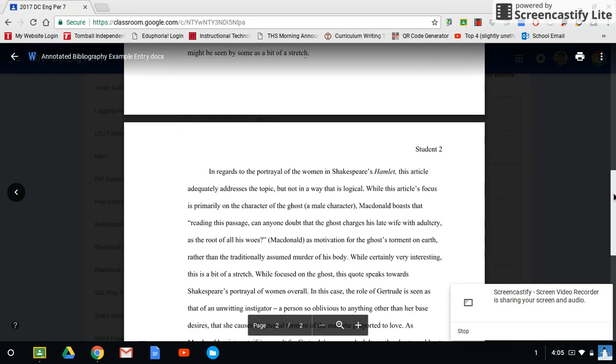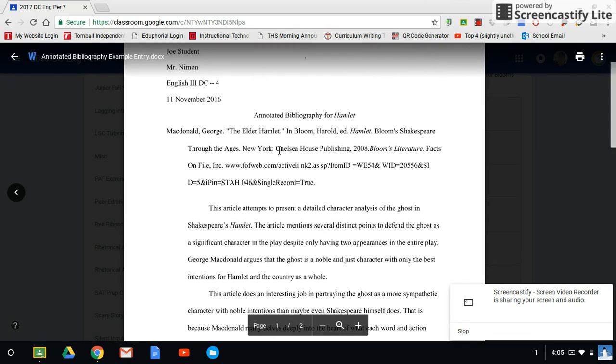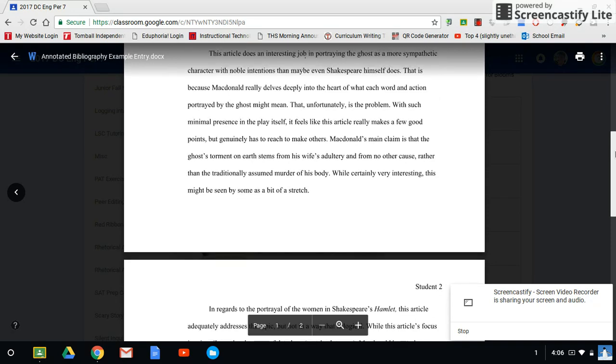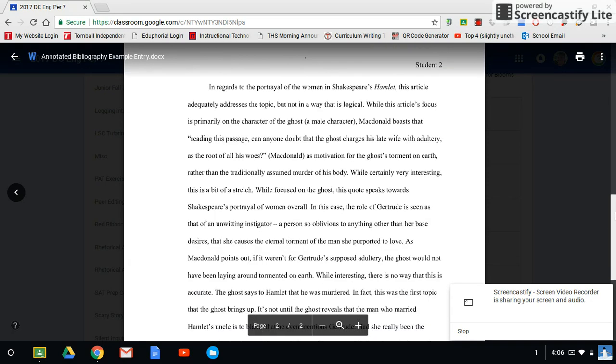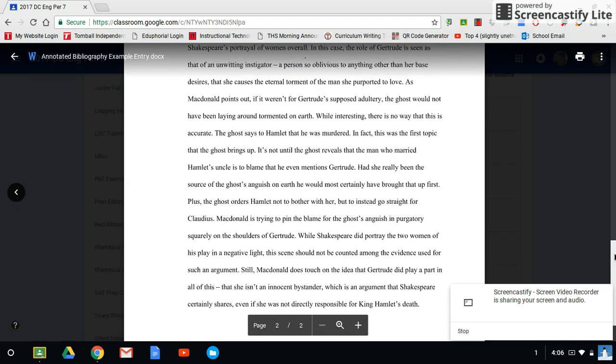So that's what you're doing in this. This is one entry. So here's my source citation. Here's a summary of what it's about. Here's my evaluation of how good a job he does. And then here's what I'm going to use this article for in my paper.